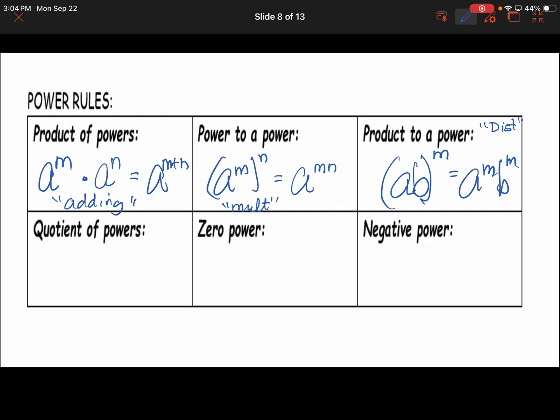Yay? Quotient of powers is a to the m over a to the n, and that is a to the m minus n. And that shortcut is the subtracting shortcut. And the 2 new ones you were to learn on Friday by yourself were a to the 0 is always 1. So question of the day, is this 1?